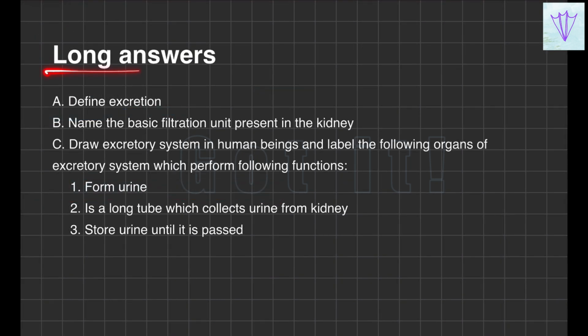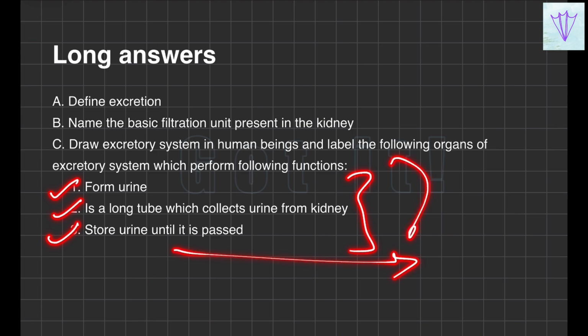Moving to long answer kind of questions. In this we have 3 questions combined into a single one. We have to define excretion, name the basic filtration unit which is present in the kidney, and draw the excretory system in human beings and label the following organs of this excretory system which perform the following functions. So we have to identify what these are and label them in the diagram which we have drawn.